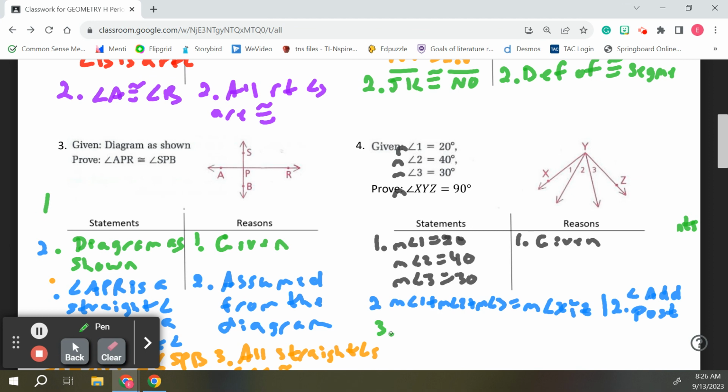All right, so now for step 3, we added all this up. I'm going to take what's given to me and put it in. So this is 20 plus 40 plus 30 still equals that measure of XYZ. What did I do here? Go ahead. Okay, so I use those measurements and I put them in. So what did I physically do with those measurements? Substitute. Yeah, it's the substitution property. All right, so we're on the substitution property.